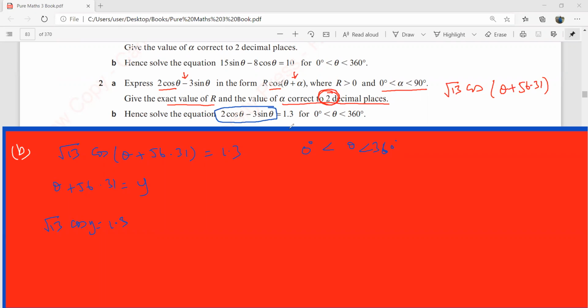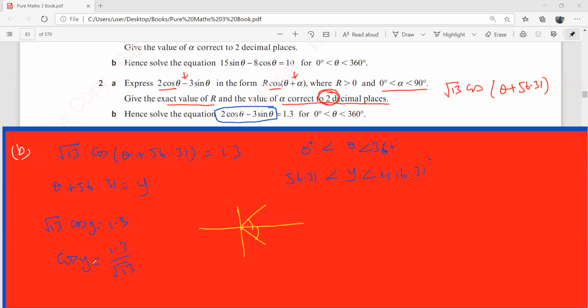And you must tell what the limits are for this y over here. So your y is going to be between 56.31 and 416.31. Okay, so now let's solve this equation. This is cos y, that is equal to 1.3 over root 13. So you have this cos positive, so we know that this is going to be in these two quadrants.